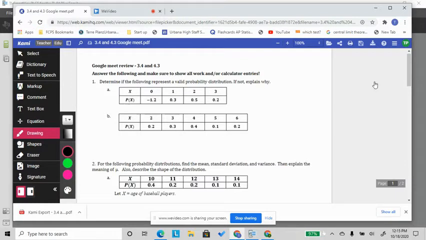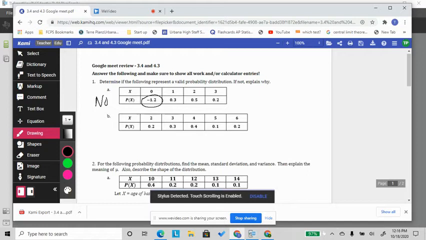So first problem is, determine if the following represents a valid probability distribution. A probability distribution is a series of outcomes and a series of probabilities. The rules are you can't have a negative, and probabilities always add up to 1. So this is a no because it has a negative, so that is not a probability distribution.